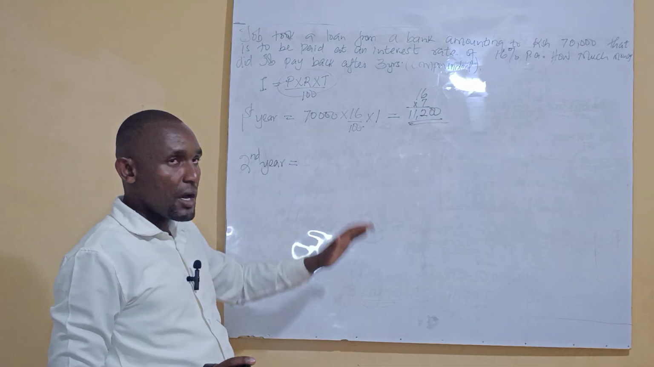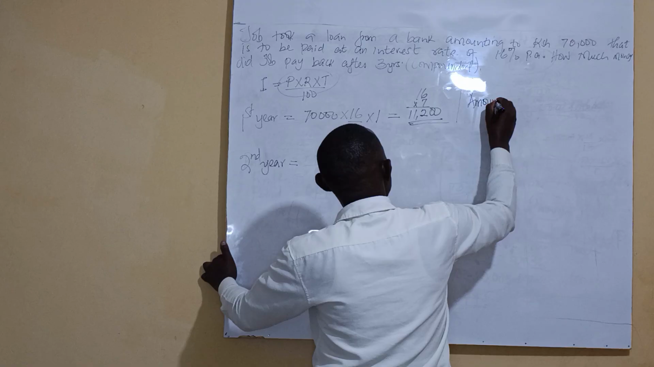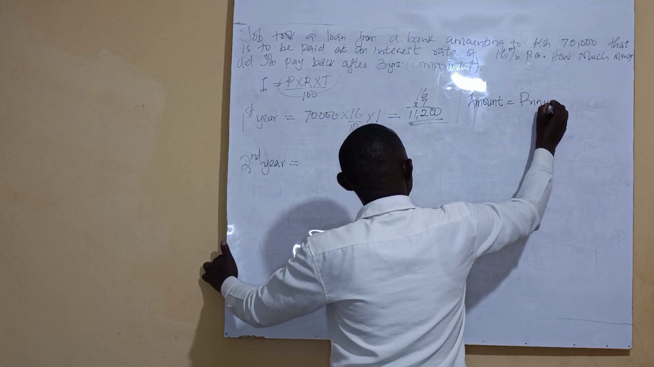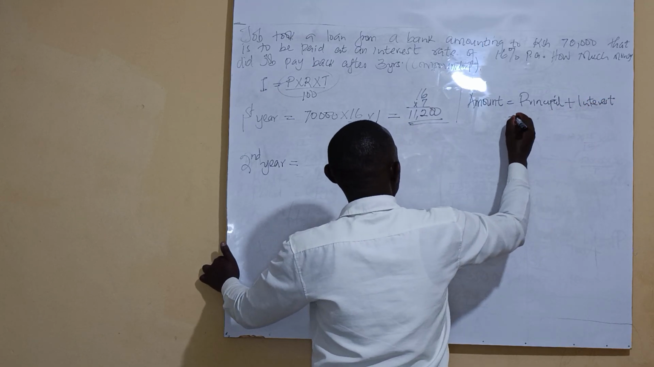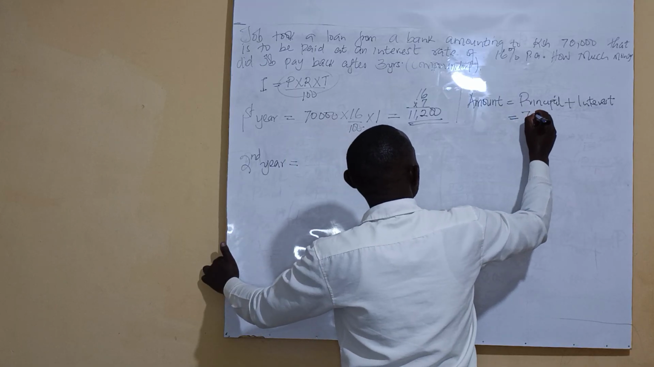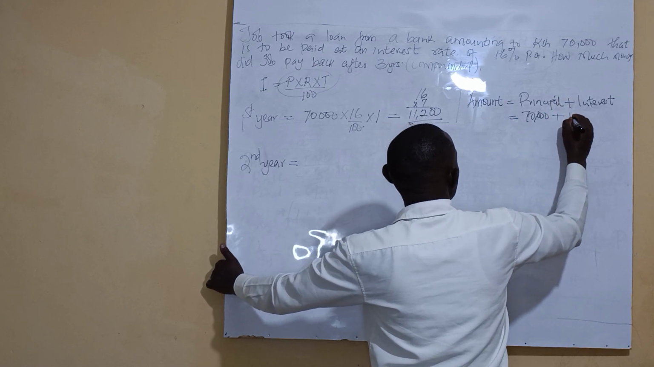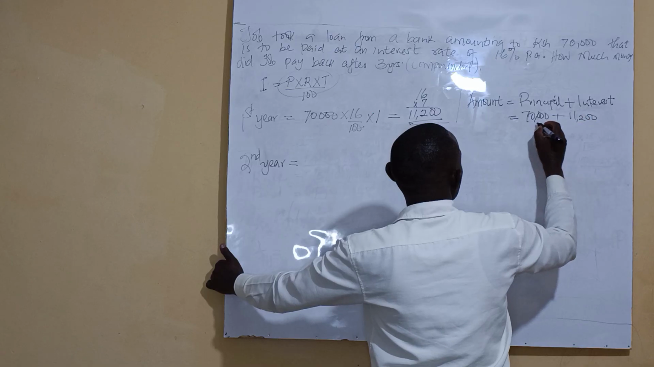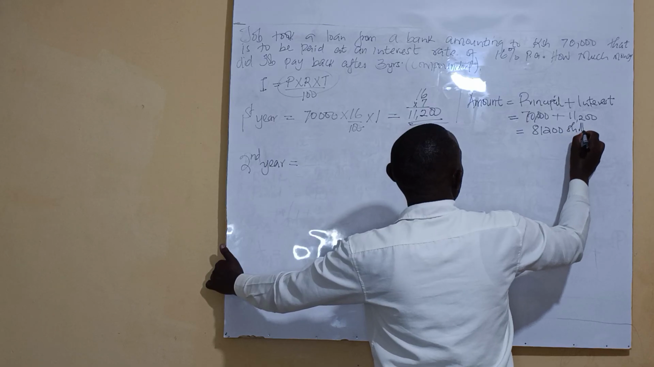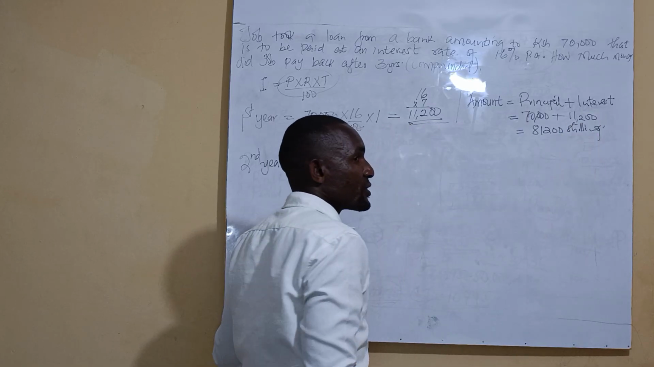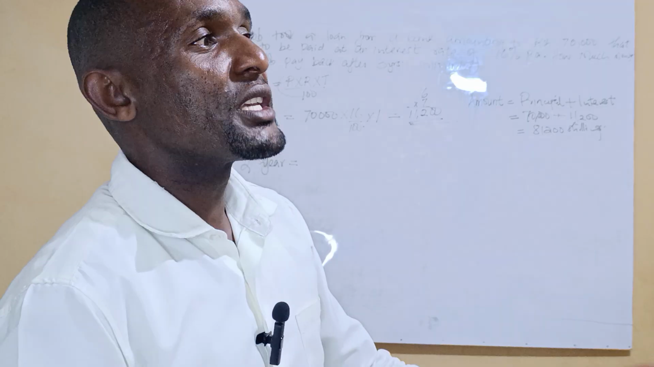That is purely the interest. But now for the amount, remember that amount is equal to principal plus the interest. So by the end of the first year, we have 70,000, which was the initial amount, the initial investment or the initial loan, plus 11,200. So this one is going to give us 81,200 shillings. Now, 81,200 shillings is what is going to be in the bank by the end of the first year or by the start of the second year.